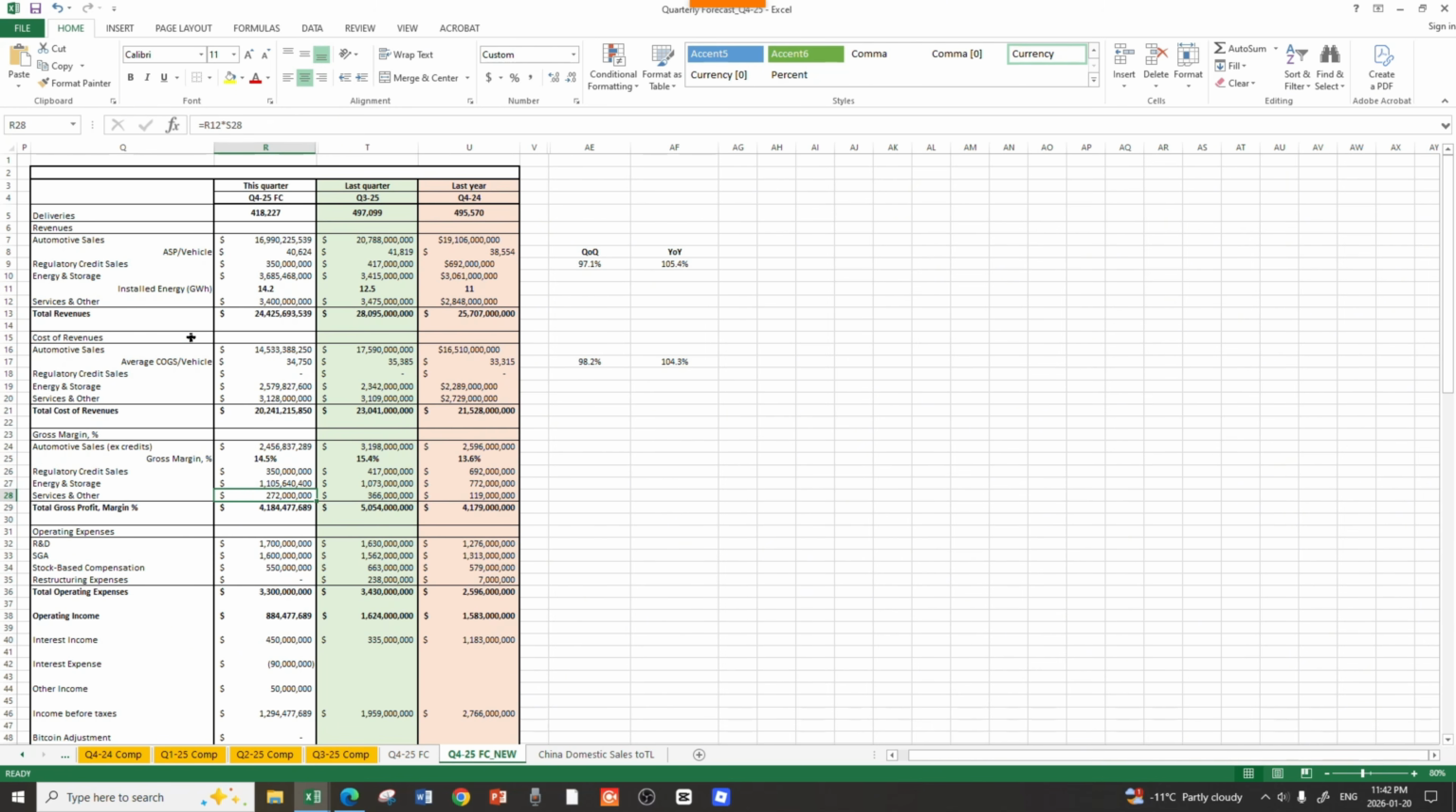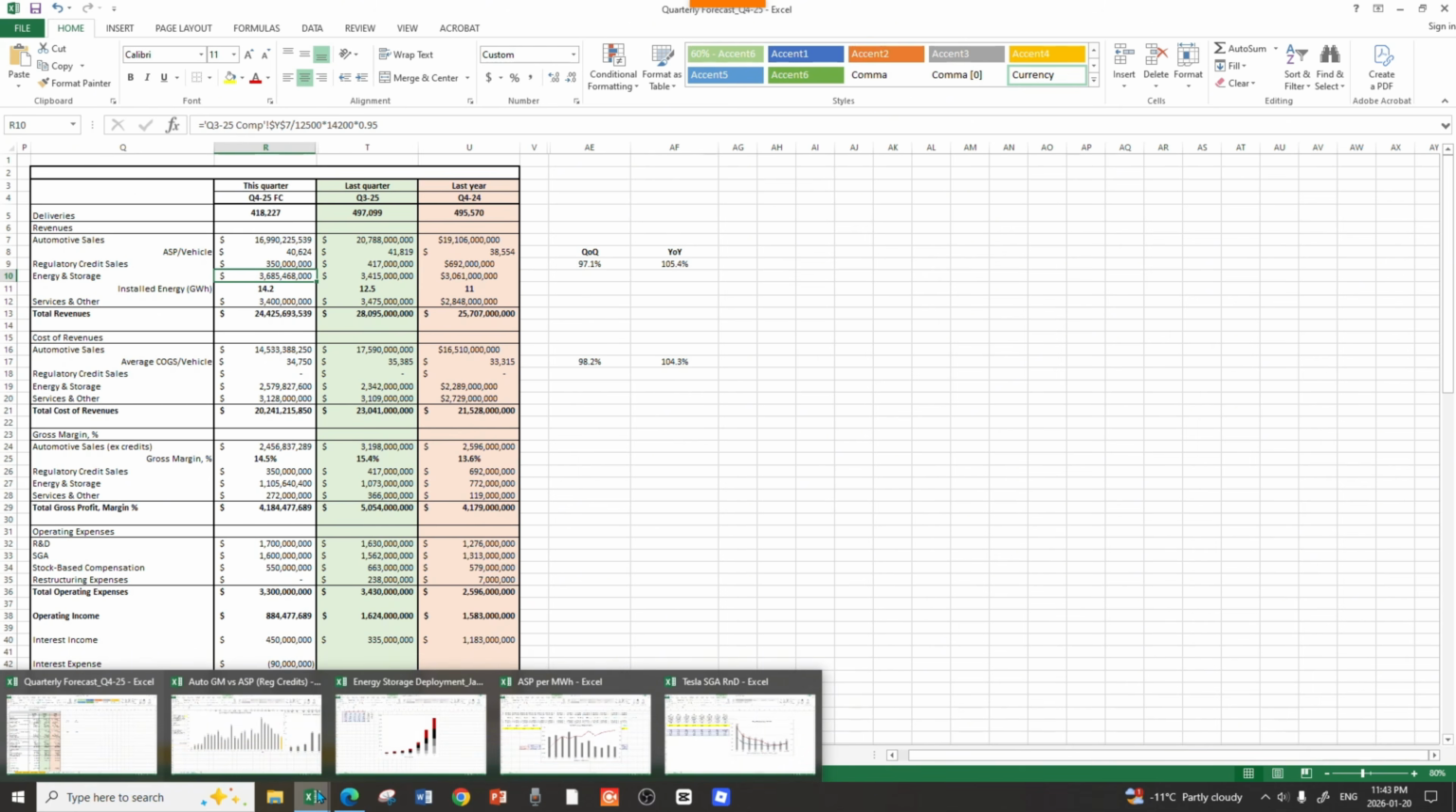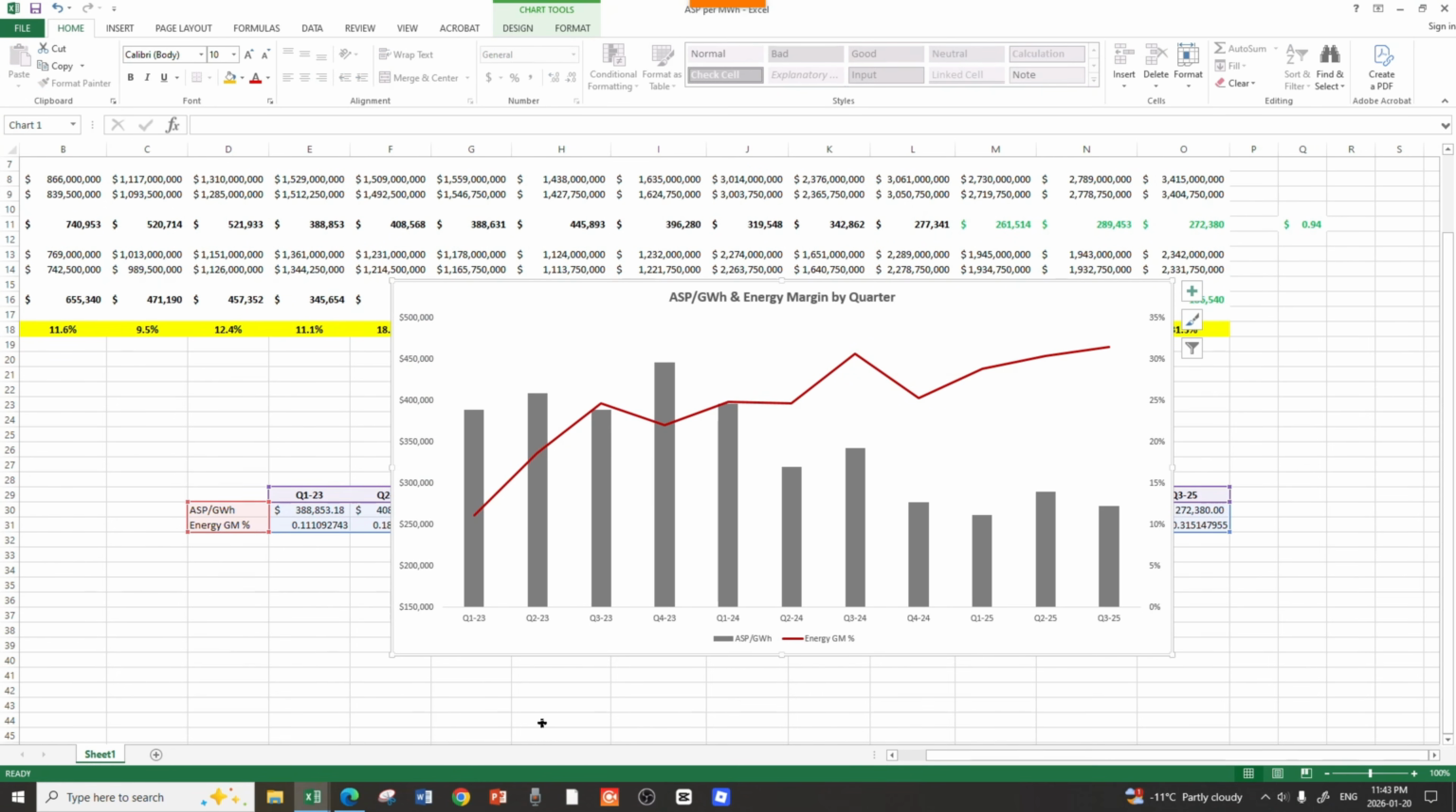So speaking of energy, we know that Tesla installed 14.2 gigawatt hours of battery storage in Q4. My assumption here, my forecast, is that ASP will continue to decline a little bit. ASP has been declining on energy. So I have an assumption that it'll decline sort of 5% from last quarter. I have a chart I can show you that shows this.